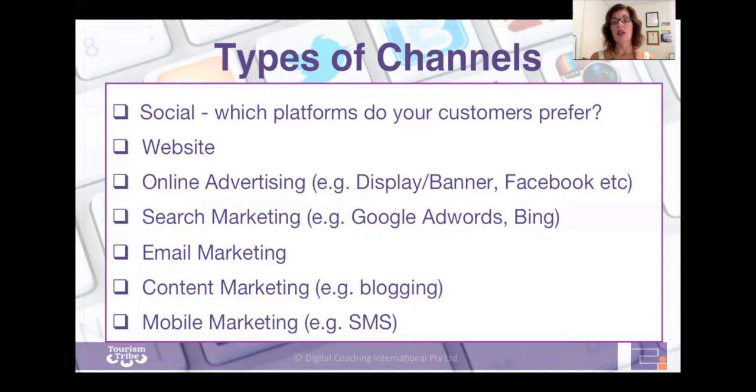But content marketing, we're going to cover that off in another session, but it is all of those things. It's video, it's great images, it's itineraries, it's blogs, it's social media posts, and then mobile marketing. So there's sort of a mix of content and channels, but when they talk about channels in digital marketing, they tend to list these things.